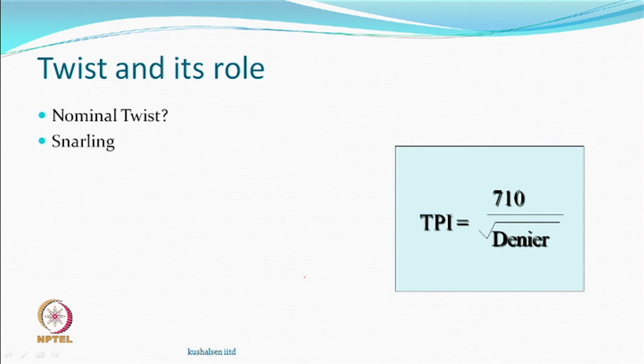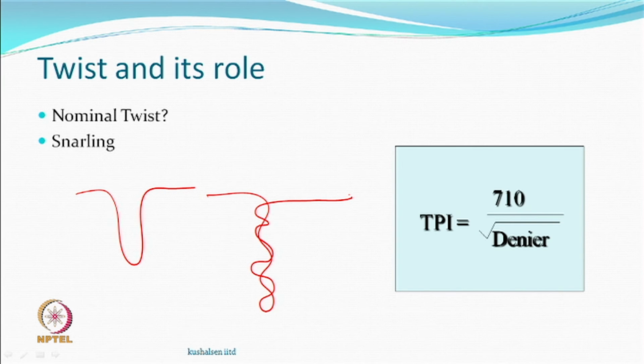So, what do you mean by a normal or nominal twist? It means that if you take the fiber or a yarn and bring the two ends together, it will make a loop, all right. This will be normal twist. If you have more than the normal twist, then you should expect snarling, right. So, the yarn, whenever given a chance, when you bring two ends together, starts snarling. In normal textile processes, we are not interested in snarling taking place, right.